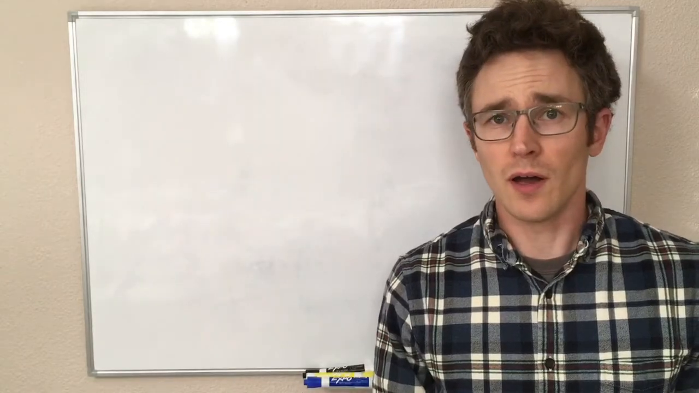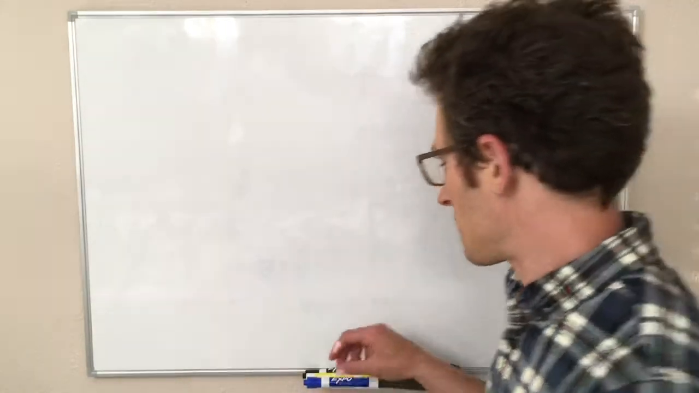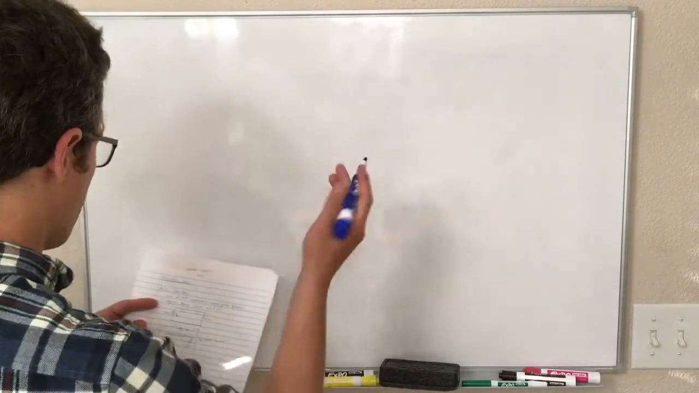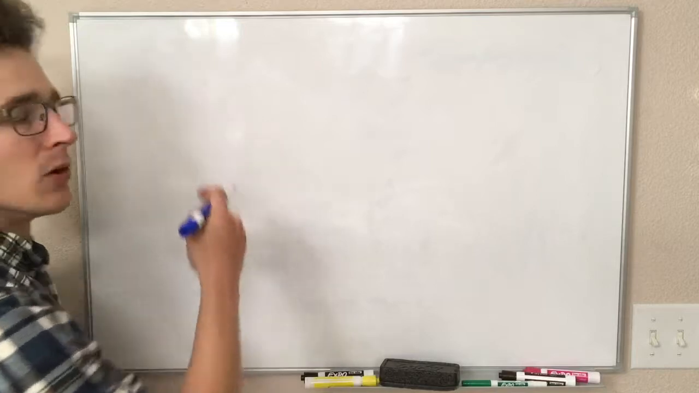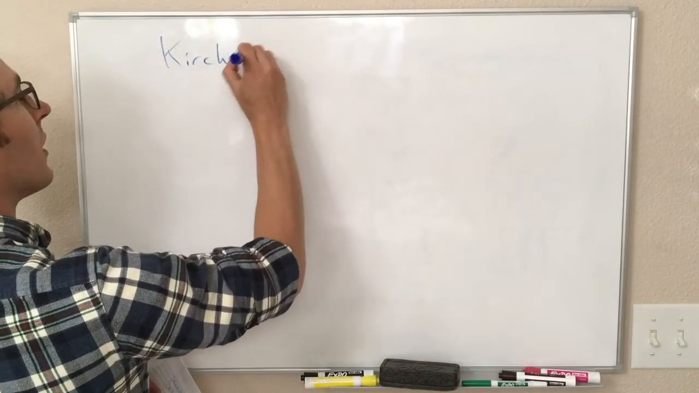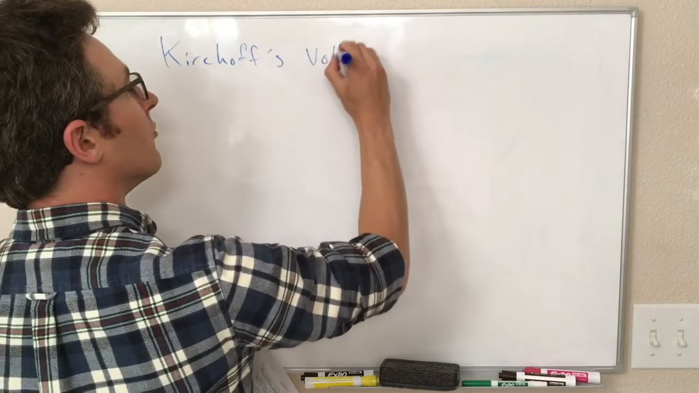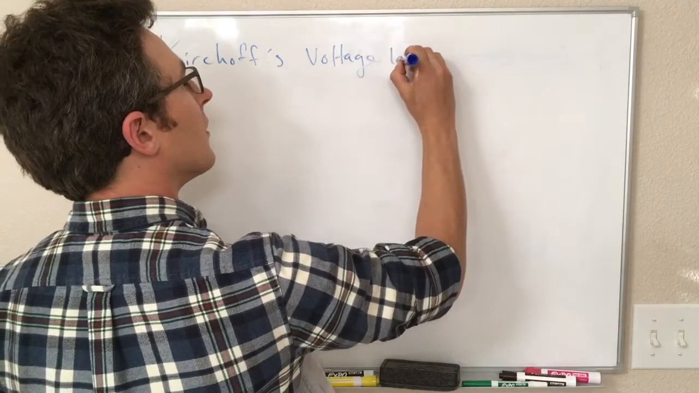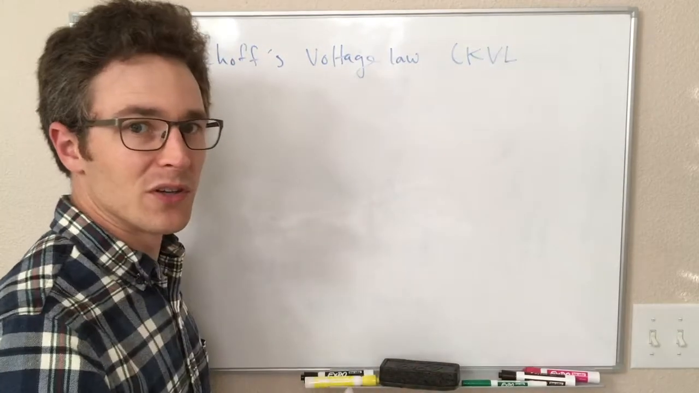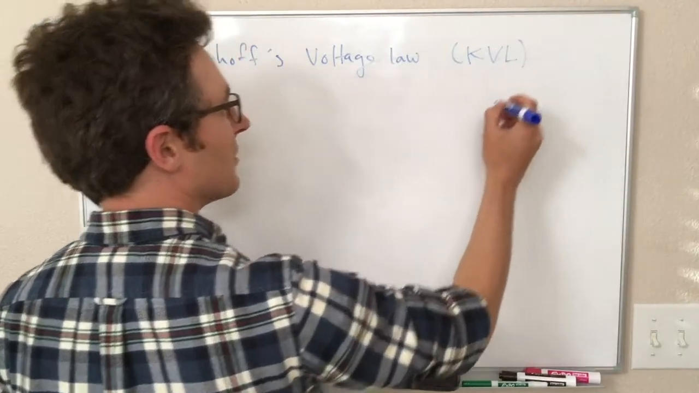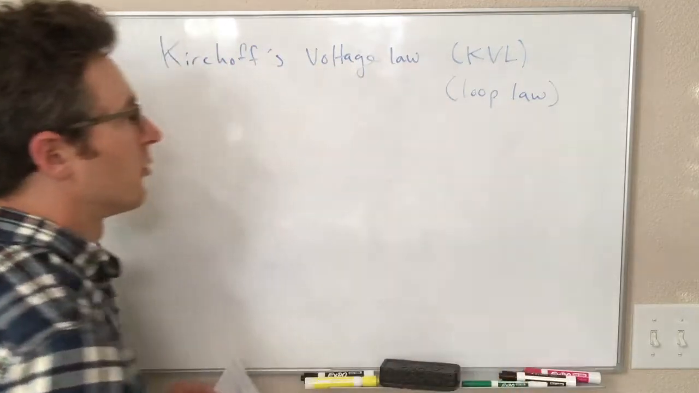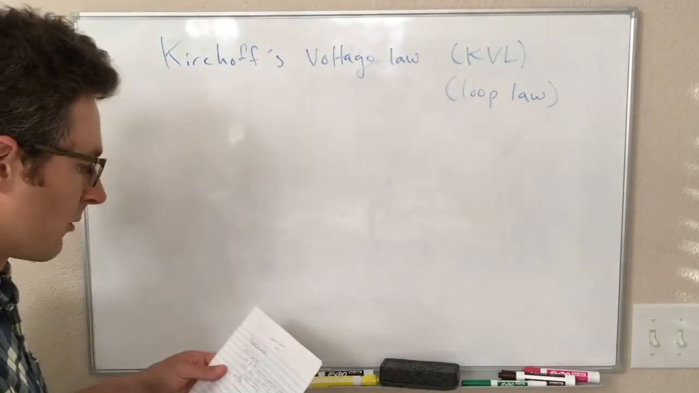To continue our review, I wanted to talk about Kirchhoff's laws next. Hopefully you've seen these before, and hopefully this is review. There are two of Kirchhoff's laws. The first one we'll talk about is Kirchhoff's voltage law, sometimes abbreviated KVL, because it gets used so much we don't want to have to say the whole name. And this is also called the loop law for reasons you will remember shortly if you don't already.